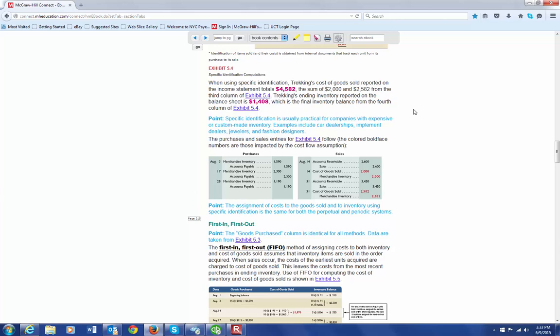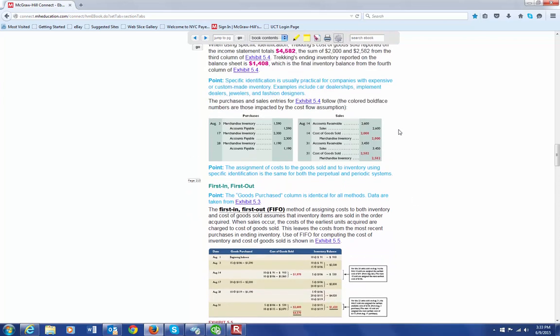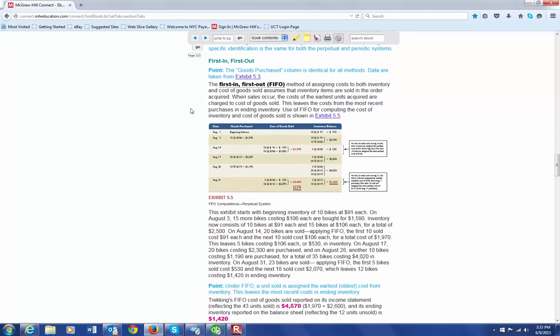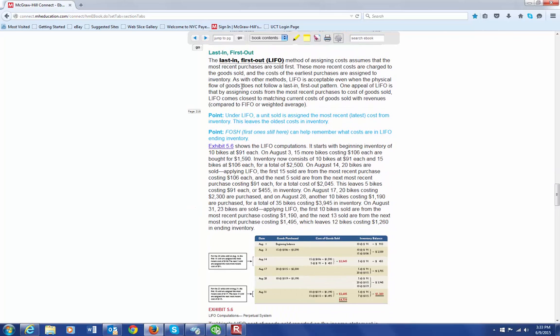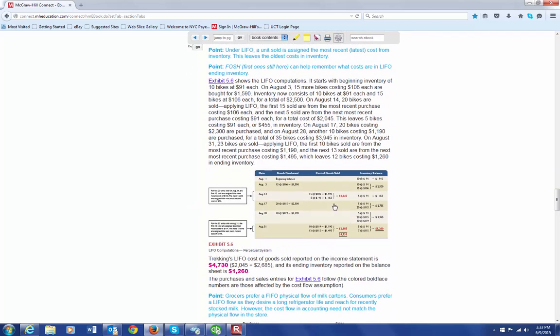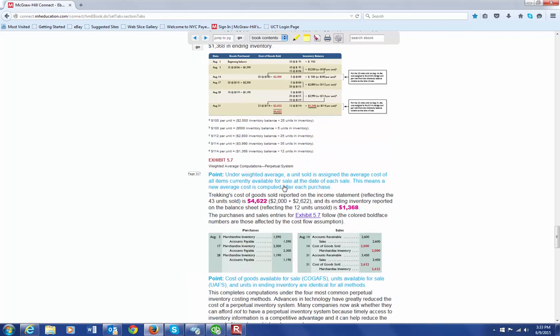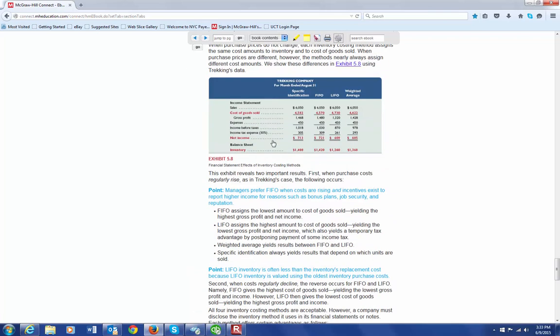Again, the next example that they're going to give you is they're going to take the same information that we've already talked about up here with trekking and apply it using the first in, first out method. And I'm going to let you look that over since I've already explained that. But this is what you would come up with using first in, first out. This is what you would come up with using last in, first out, shown here. And then they do it again with weighted average. And I think they summarized that down here, which is what I'd like you to look at.